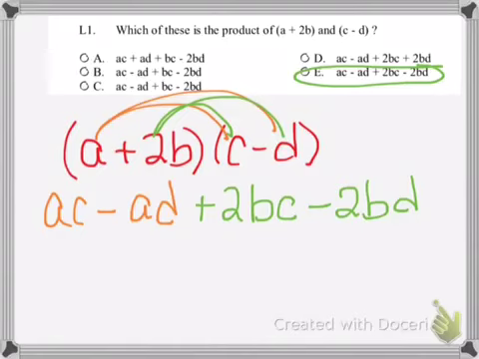Then I needed to distribute the 2B. I showed that with the green lines. 2BC minus 2BD. So the answer was E, AC minus AD plus 2BC minus 2BD.